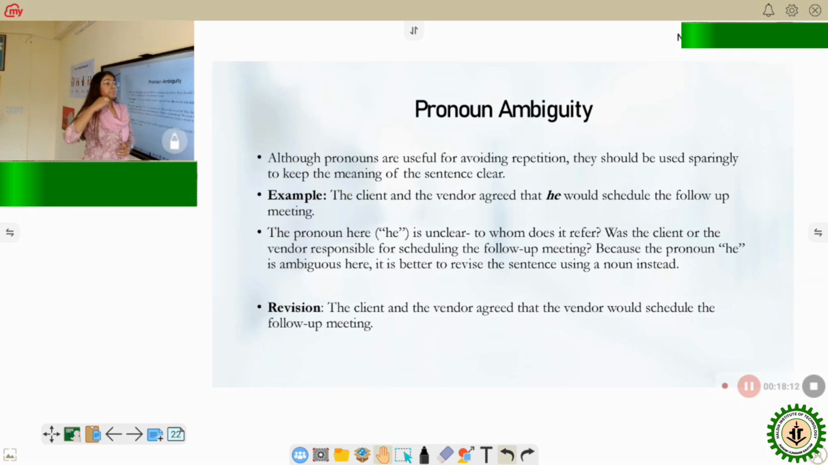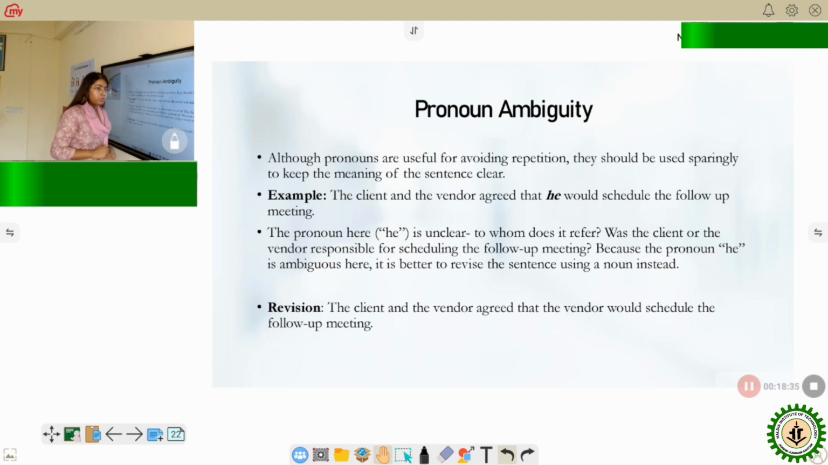But now, pronouns are used to avoid repetition, right? But we have to keep in mind that there shouldn't be any ambiguity. Ambiguity means where we don't understand to which noun the pronoun is referring. So, I'll give an example. The client and the vendor agreed that he would schedule the follow-up meeting.